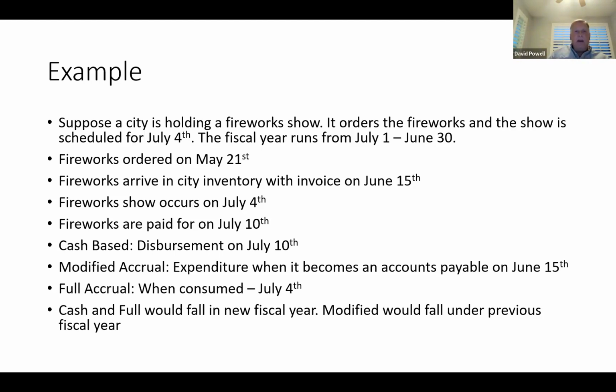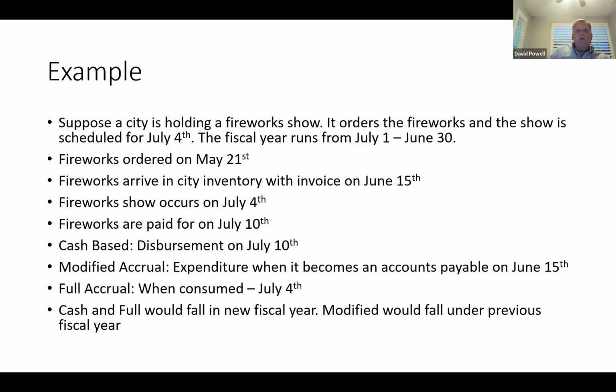So given those parameters, under a cash-based system of accounting, it would be considered an expense or a disbursement on July 10th when that check is written, because that's how a cash-based system works. So the disbursement, the expense under a cash-based system of accounting would occur in the next fiscal year because it's on July 10th, after the beginning of the new fiscal year on July 1st. So that expense would be accounted for in the next fiscal year.